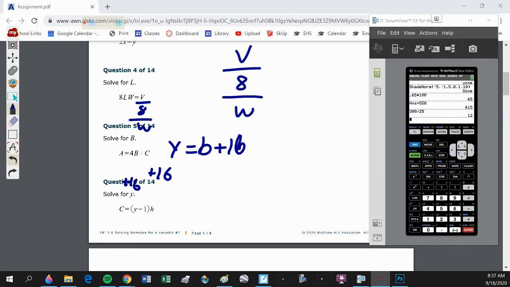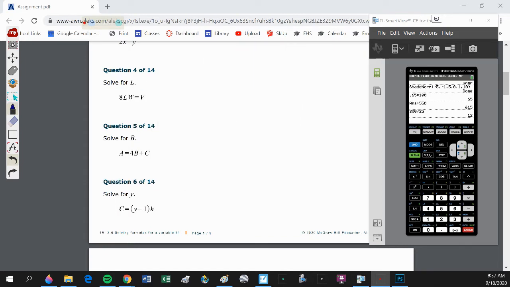That looks kind of weird, right? So we don't want to do it that way. Instead, let's just divide by 8W. And I get L equals V divided by 8W. Okay.